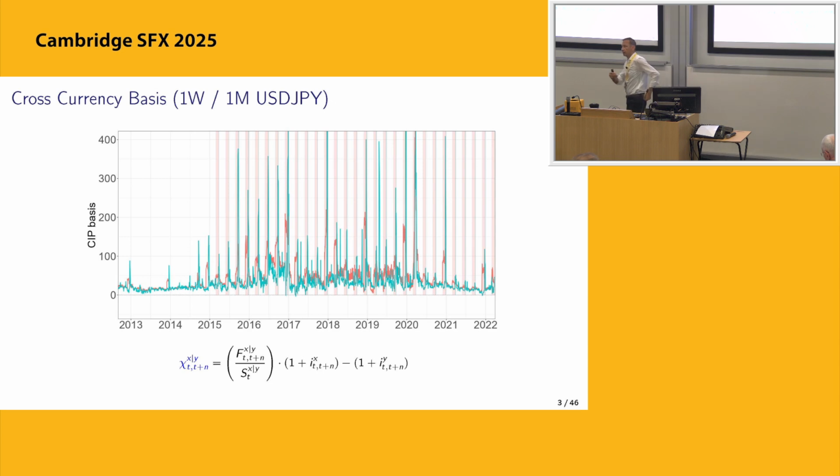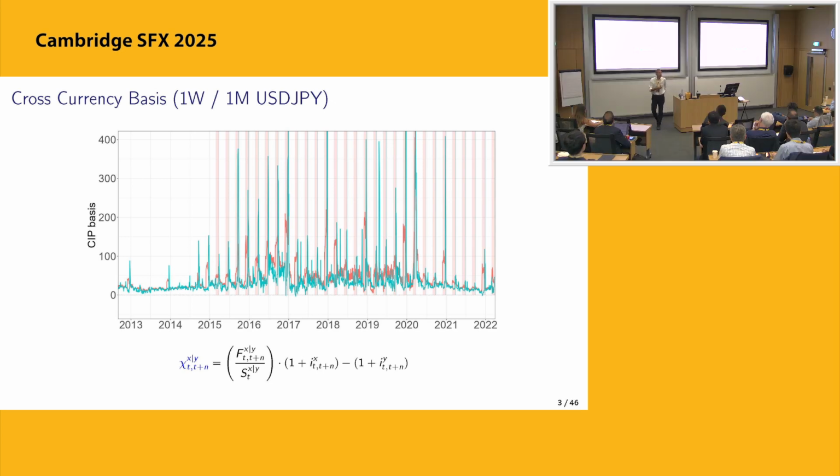But if you look at the time evolution of the CIP basis, this X, for instance taking the dollar and the yen, it's puzzling, because you see on average a good 30 basis points of basis. You see regular spikes at the end of every quarter. And third, if you compare maturities, the shorter maturity typically spikes more than the longer one. So today, this paper will give you an explanation for these three puzzles.